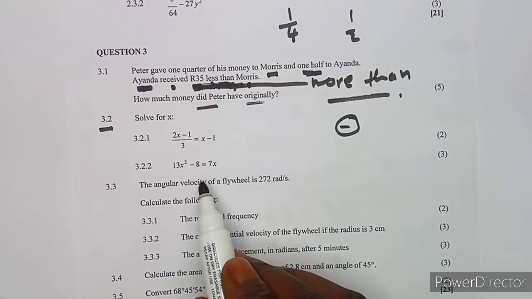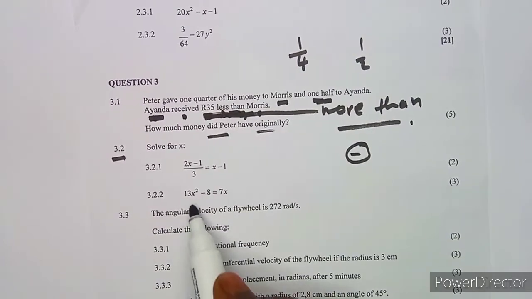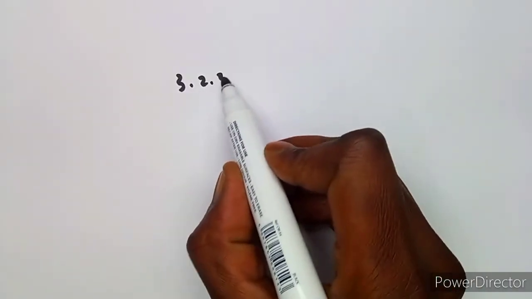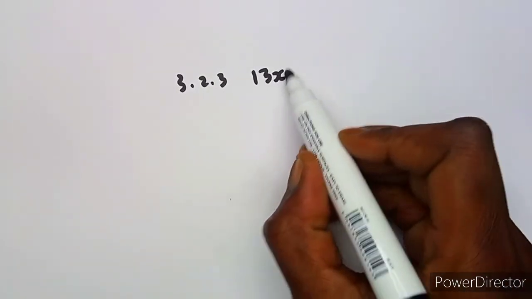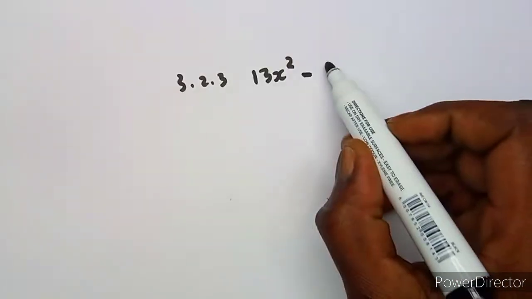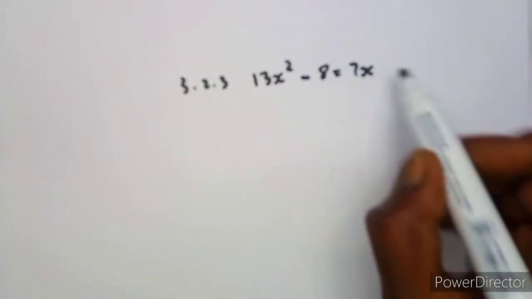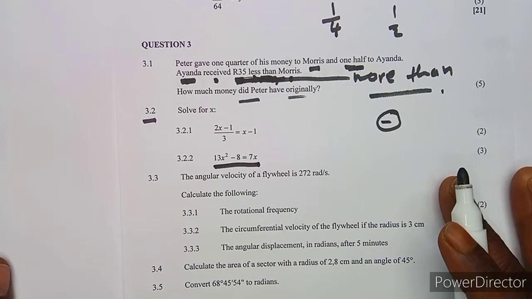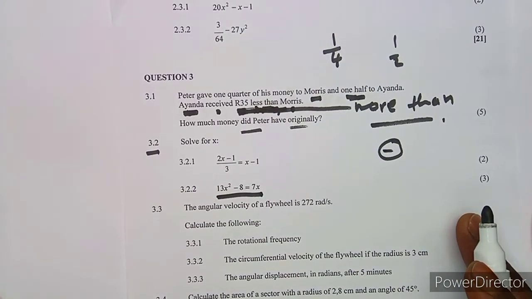And on 3.2, we are asked to solve the quadratic equation, so we can just rearrange that one. We've got 13x squared minus 8 is equal to 7x. Remember the format of the quadratic equation, that you are supposed to leave one of the sides equal to 0 there.